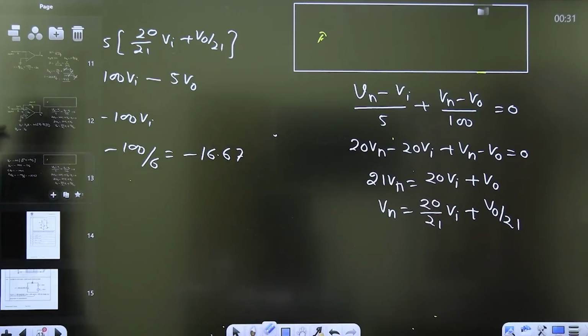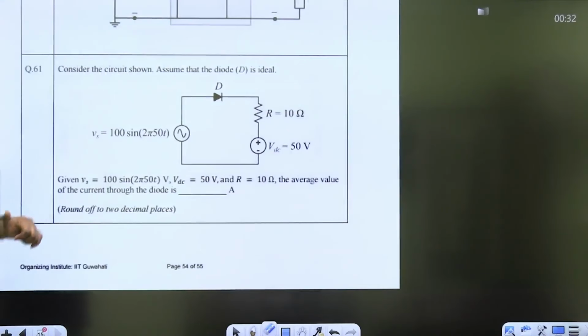Okay then. अब आते हैं next question पे. Next. So this is about, I think, yes, we have one more question here. This is the analog.